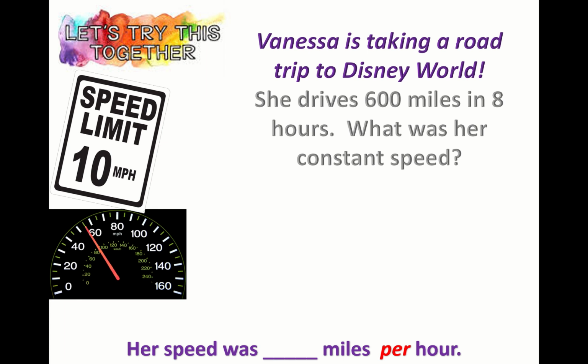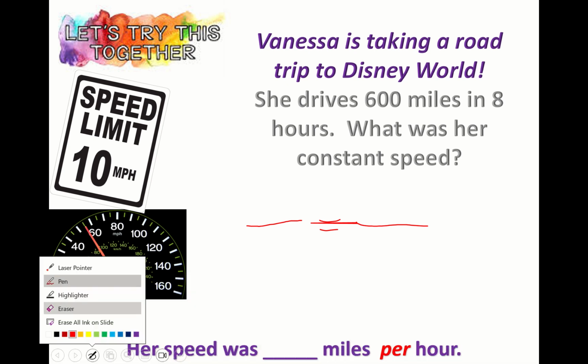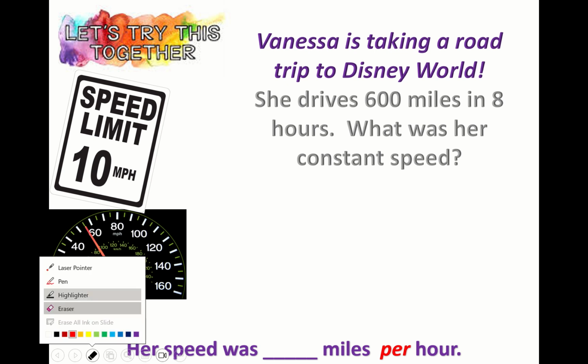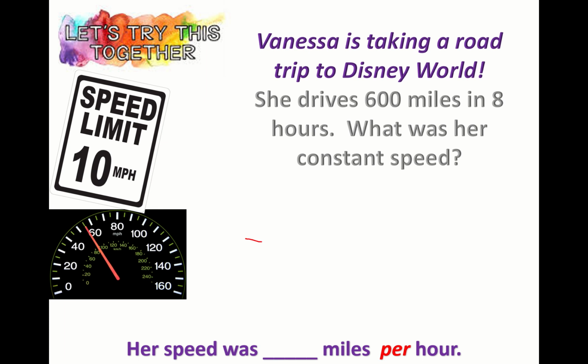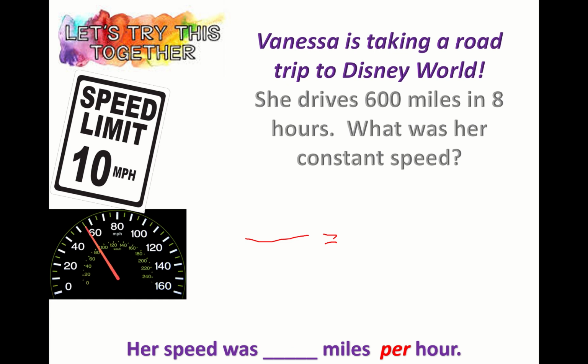So it says Vanessa's taking a road trip to Disney World. She drives 600 miles in 8 hours. What was her constant speed? And that constant speed is asking you for unit rate. So I'm going to first set up my lines here. Let's see if I can make them just a little bit neater for you. I'm going to set up my lines so that I can have my proportion set up there.